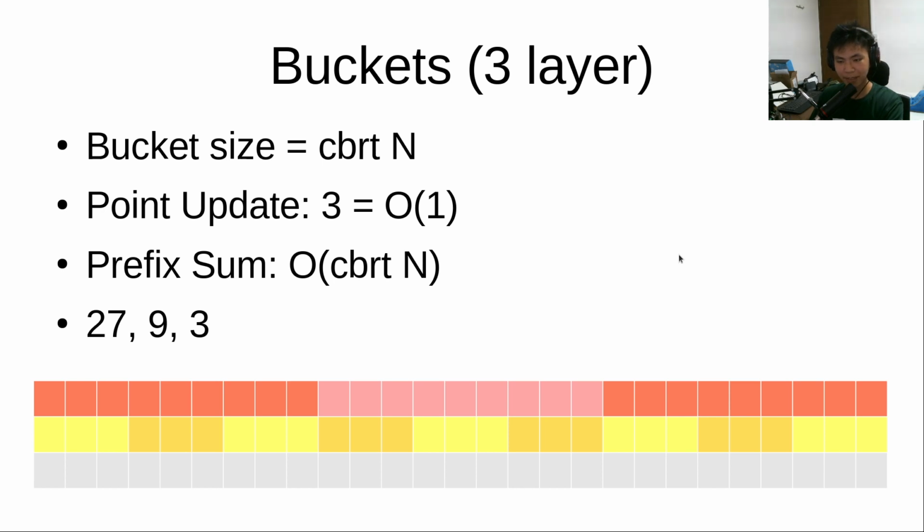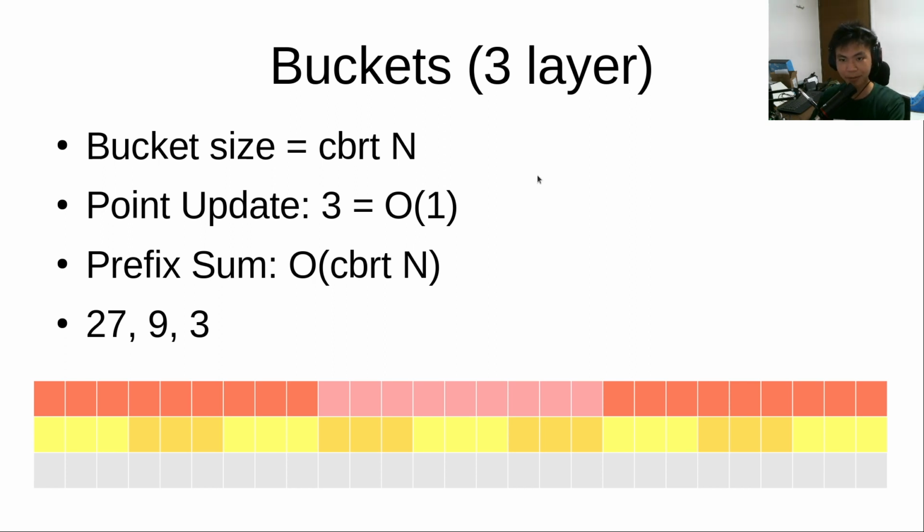So why don't we just add another layer of buckets and try to save even more time? And it turns out that's exactly what we can do. If we add another layer, we actually get cube root of n, and the number of layers is the nth root. So for example, if I have 10 layers, then there'll be 10th root of n. And it turns out if we bring this idea to the extreme, then we actually get a Fenwick tree.